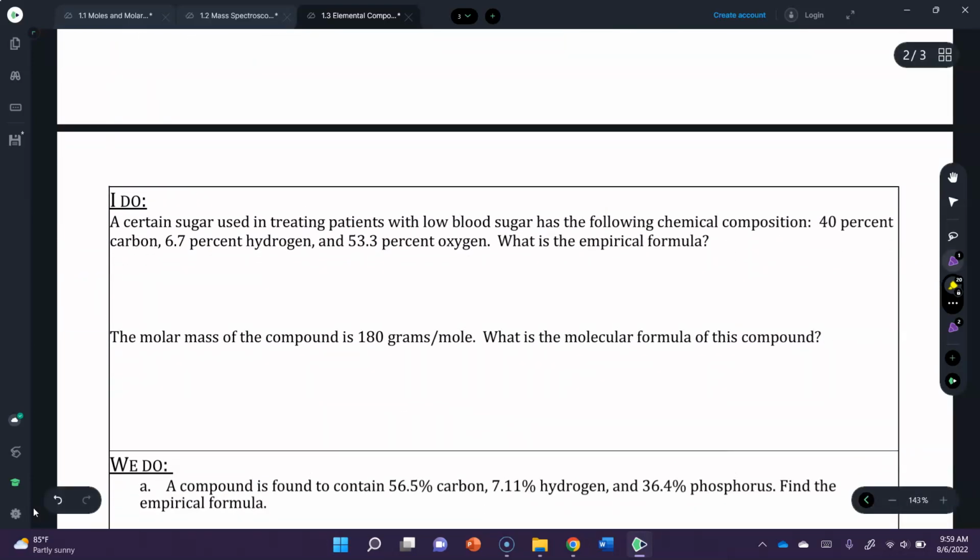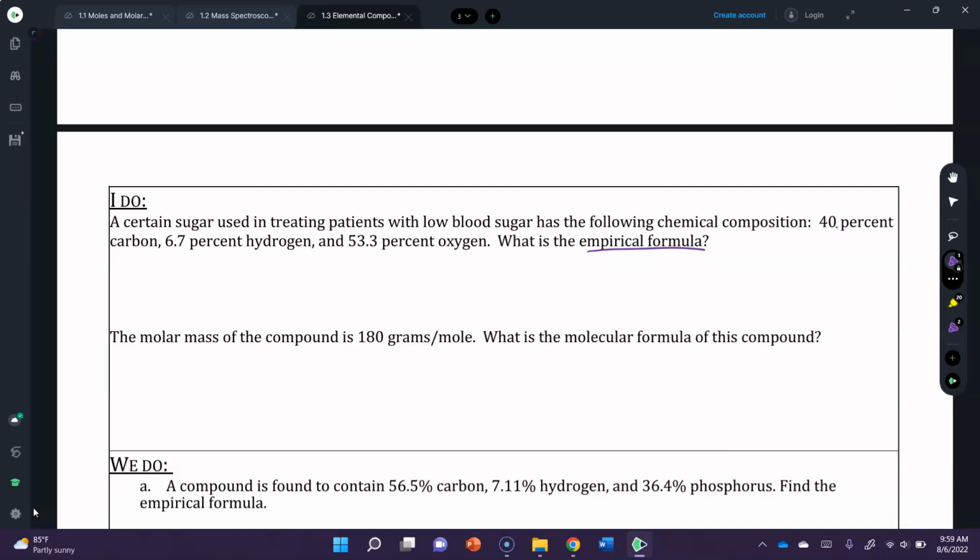Okay, so for our first, a certain sugar is used in treating patients with low blood sugar. And it has the following composition: 40% carbon, 6.7% hydrogen, and 53.3% oxygen. I'm going to assume two sig figs and that a decimal place is missing, but we're going to divide by whole numbers, so it's not going to make too big of a difference. So it first asks us, what is the empirical formula? I'm going to focus on that bit right now.